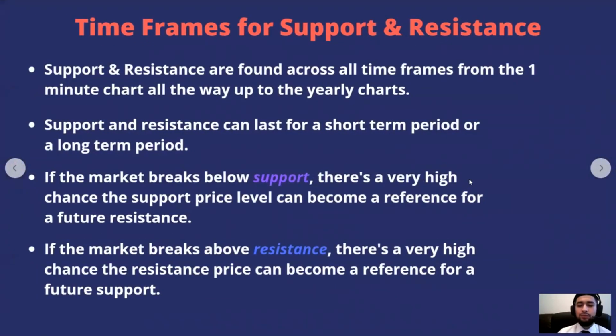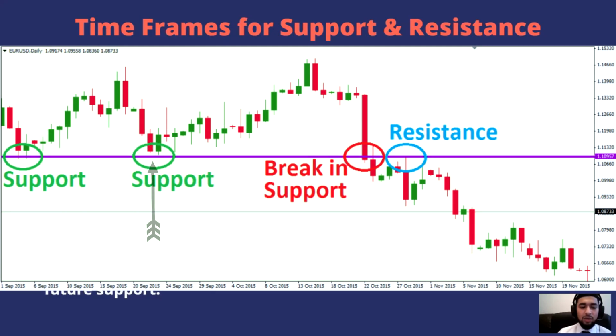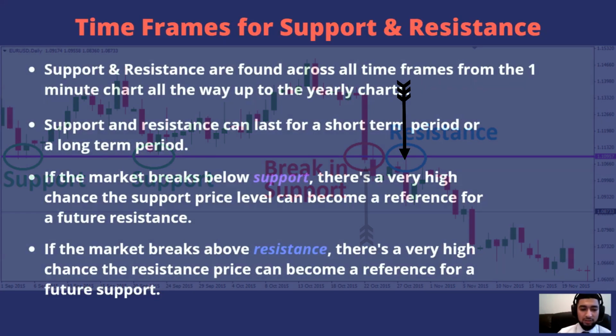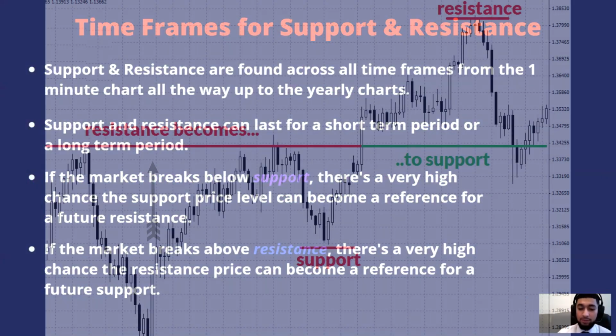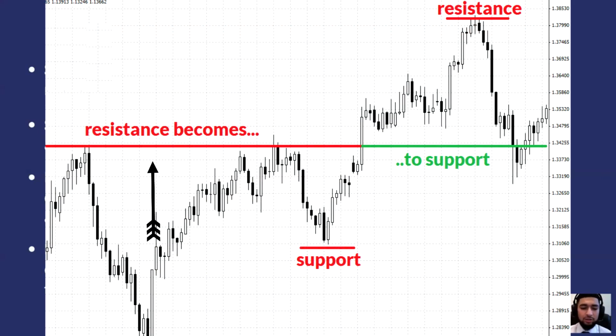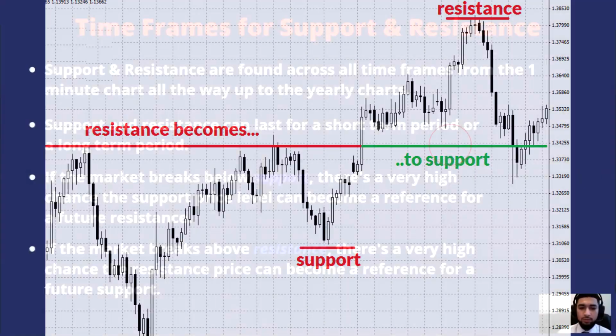Now, what time frame do we find support and resistance in? Support and resistance are found across all time frames from the 1 minute chart all the way up to the yearly charts. Support and resistance can last for a short-term period or a long-term period. If the market breaks below support, there's a very high chance the support price level can become a reference for a future resistance. If the market breaks above resistance, there's a very high chance the resistance price can become a reference for a future support.